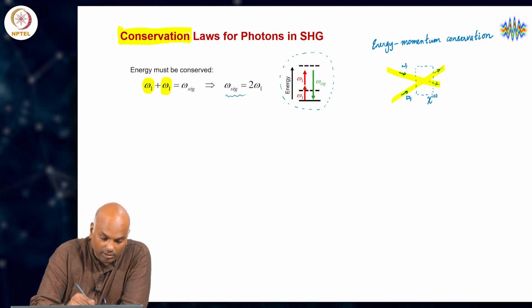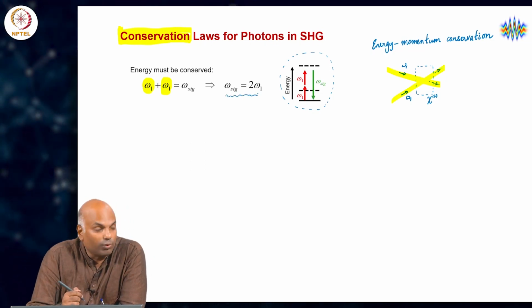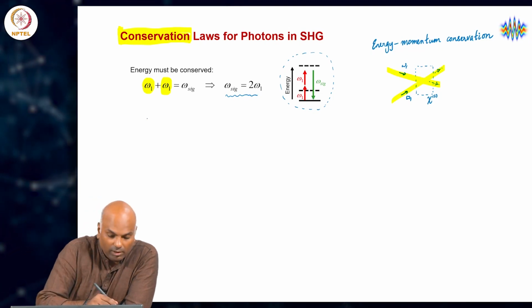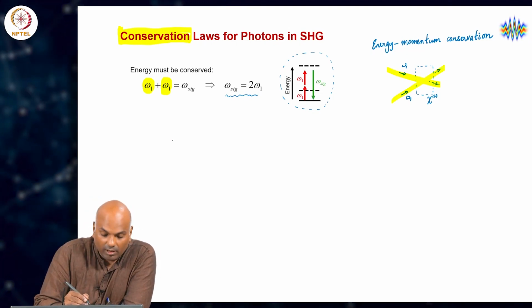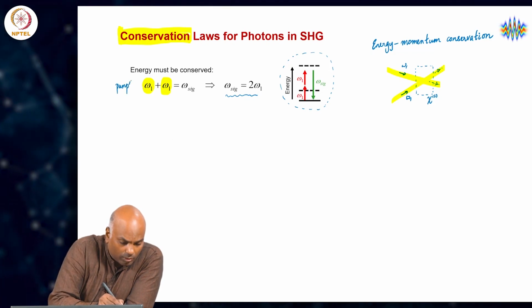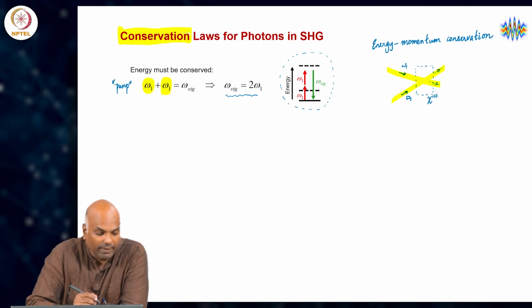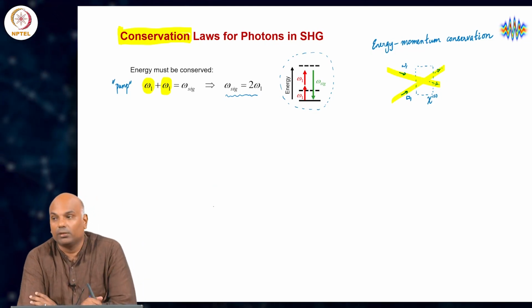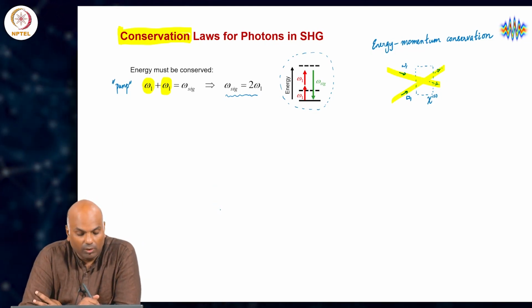Twice omega 1 is omega signal. We call this the signal. The second harmonic is the signal, and omega 1 is often referred to as the pump. You pump and you get the nonlinear signal out, isn't it?